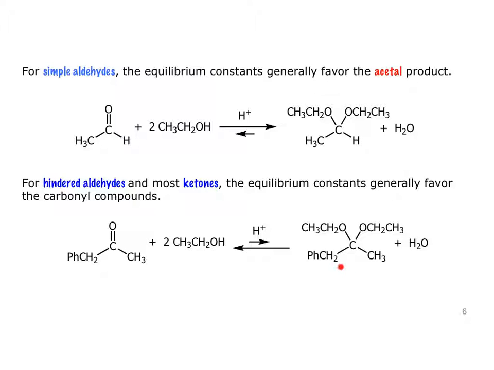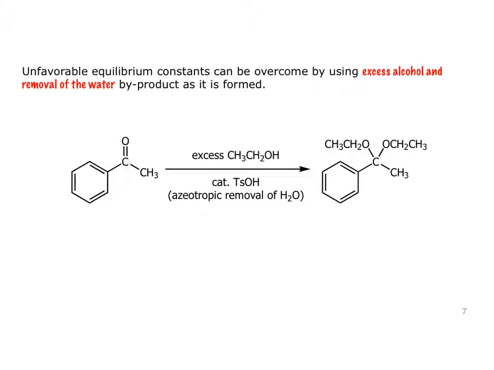We get steric strain, when we first convert to the acetal, the carbon is sp3 hybridized. Also, the starting ketones are more stable than starting aldehydes. So we're seeing the same kind of effects that we saw with hydration here in the acetal formation. But there is a workaround. There is a way to drive the reaction to completion.